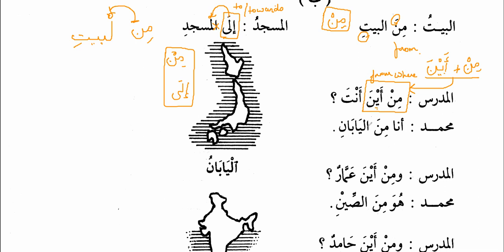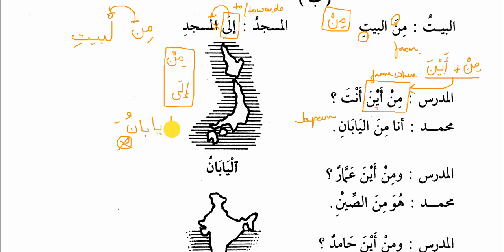Muhammad says ana minal yaban. Yaban means Japan. And there is a rule for the country names. Whenever a country name comes like Yaban, know that when it is without al, then it will never take a kasra. It will only take a dhamma or a fatha, just like the rule of ghair munsarif and mamnu min as-sarf.